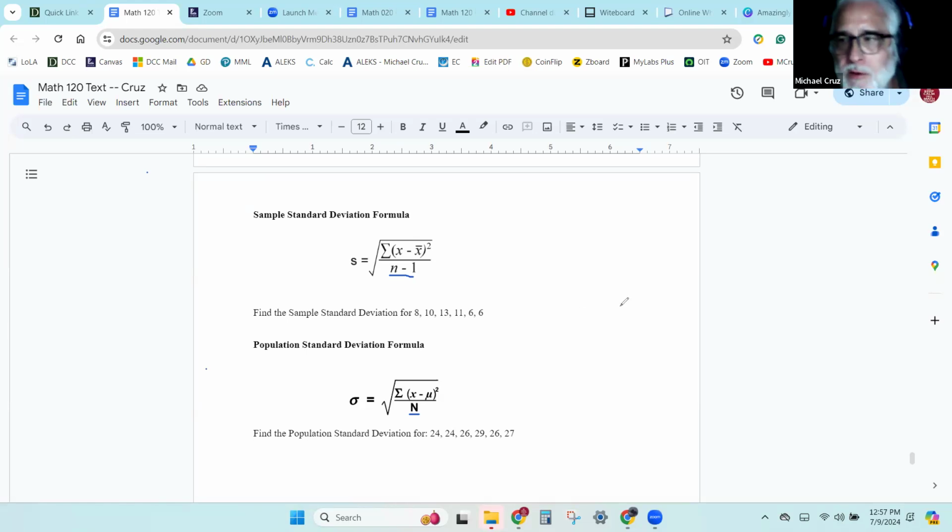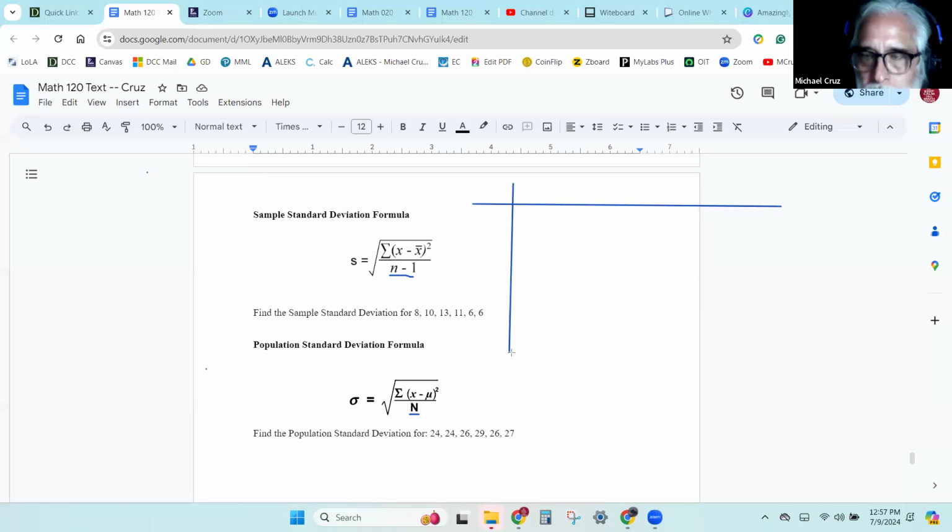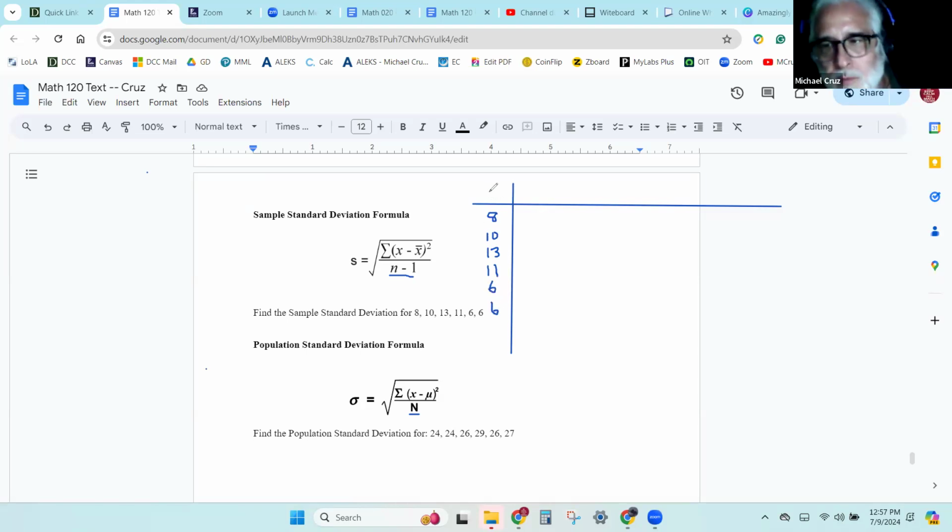All right, so let's see how we do this. The way I handle this is I like to have a little chart, and I'm going to put my values here. Does it matter about the order? Now, this is what we call X. We're using the sample, so we're going to take and subtract the mean from each one of these.